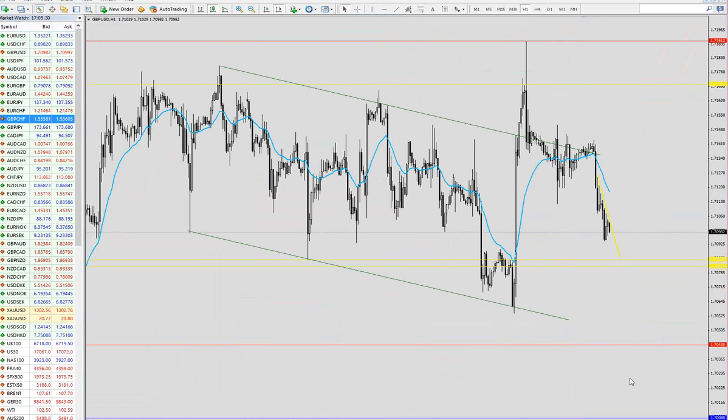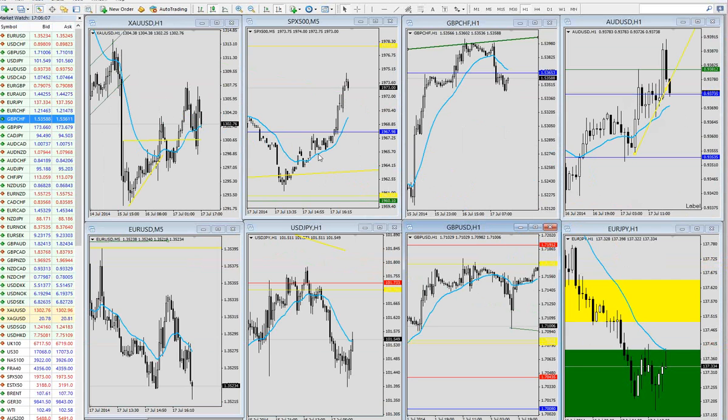We've got something like this right now. We broke down through this demand support. We've got the 20 hourly moving average around this level. Guys, I'm going to secure 50 pips. So I'm moving my stop to 71.29 on pound USD. All right, and still my target is the bottom of this channel, but I'm already sitting with 50 pips.